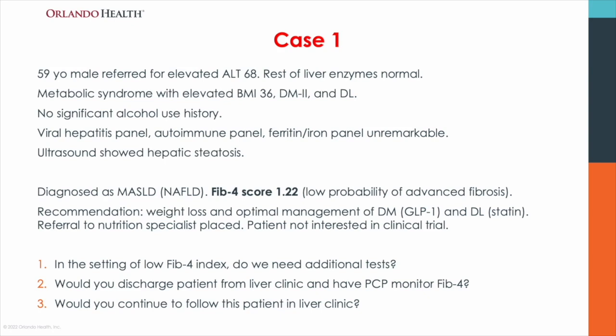So 56, obese, I would get a FIB-4 score in a year in this patient. So the primary care person can do that. I agree with Paul in general.